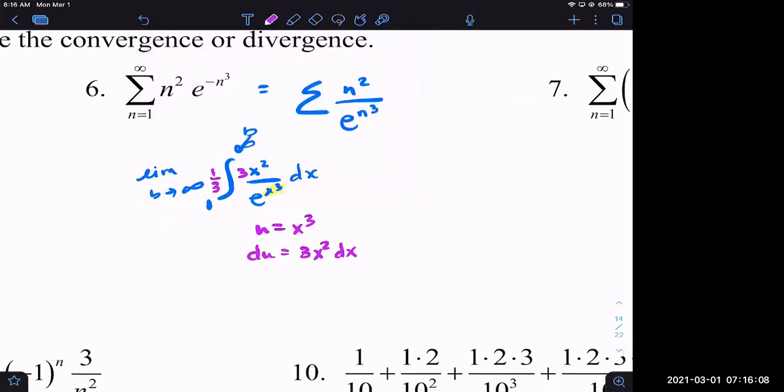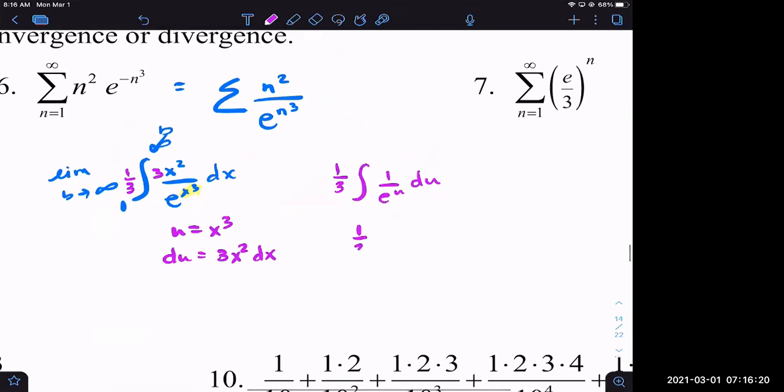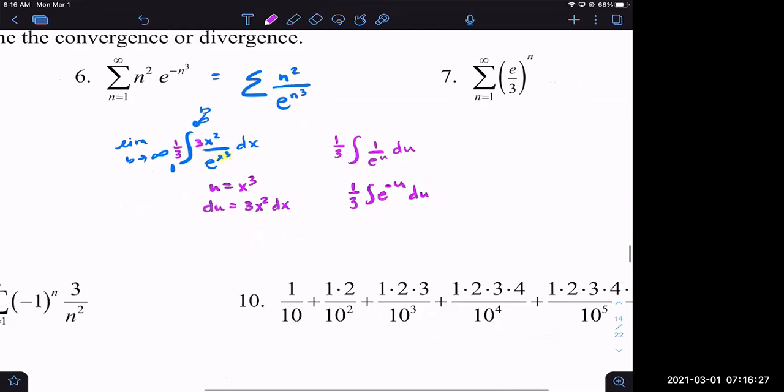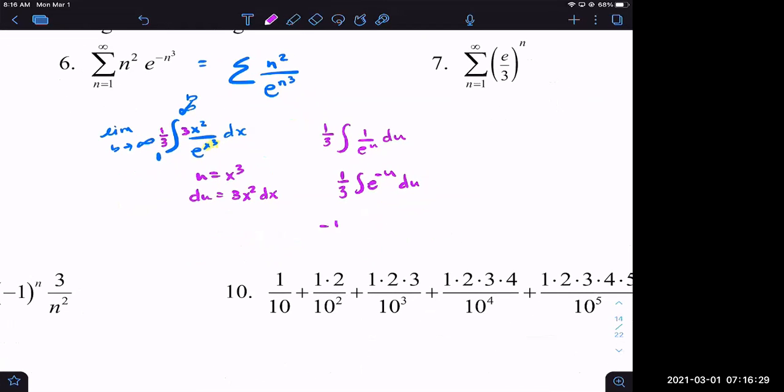So when I rewrite this, I have 1/3 integral of 1 over e to the u du. I would rewrite that 1 over e to the u as e to the negative u. What's the antiderivative of e to the negative u? Good. So a negative comes out, e to the negative u, or I'm going to say negative 1/3 times 1 over e to the u.